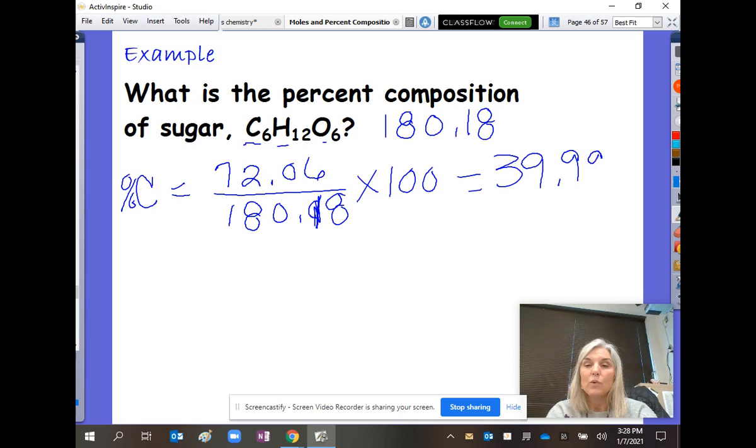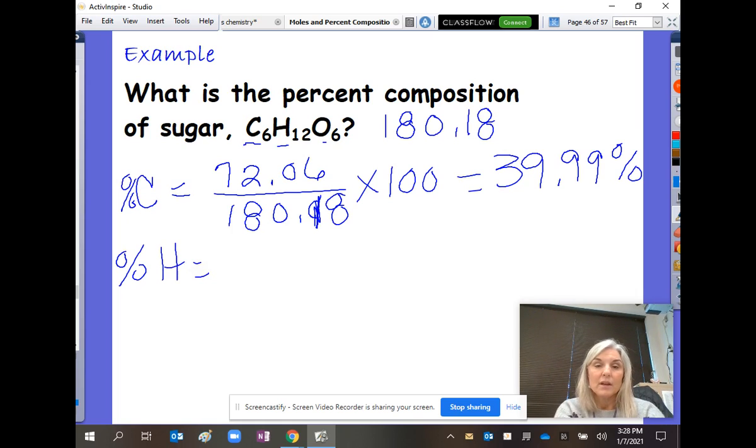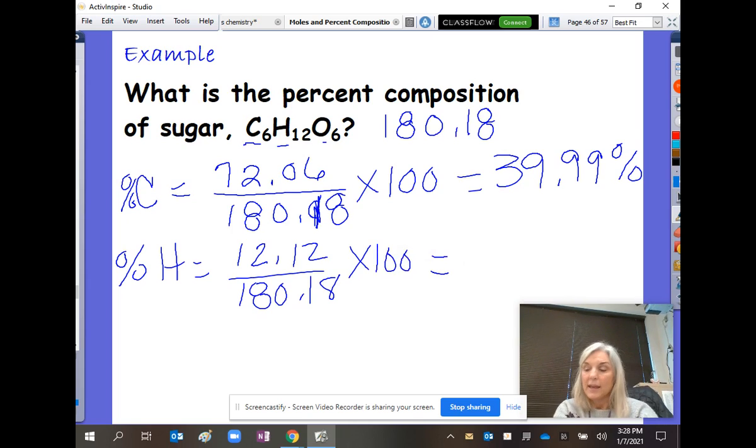And I want you to always have 2 numbers after the decimal, because when you add up all the numbers, that will give you 100%. Now for hydrogen, the percent of hydrogen, there are 12 of those. Hydrogen is 1.01, but times 12 gives you 12.12. And again, that's over 180.18 times 100. And then that will give us 6.73%.